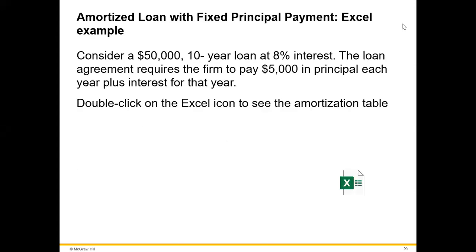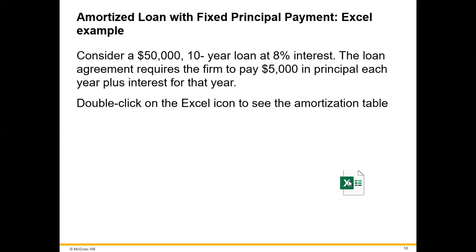Okay, let's look at some amortized loans. So we have an amortized loan with fixed principal payment. They're actually going to use Excel here to demonstrate this, and I'll talk you through what they did. Consider a $50,000 10-year loan at 8% interest. The loan agreement requires the firm to pay $5,000 in principal each year plus interest for that year.